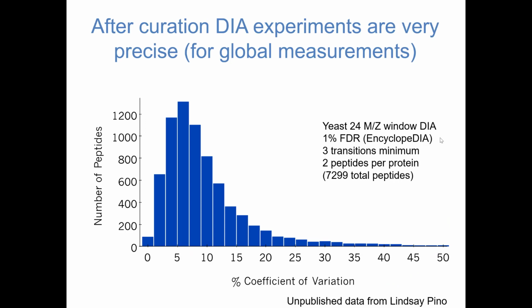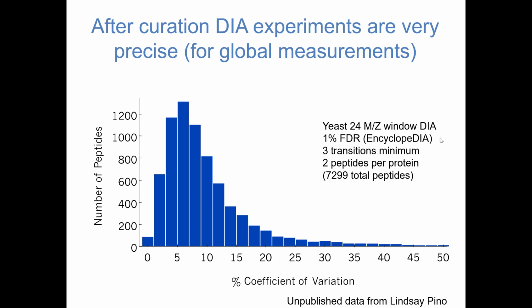Rudy also showed a slide similar to this, but let's look at it in a slightly different way. This is some data that was collected by a colleague of mine, Lindsay Pino, in Mike's lab. And this is the coefficient of variation across all of the peptides that she acquired in her experiment using this 24 m/z wide window DIA approach. And what we find actually in these types of experiments is that if you do sort of your typical analysis paring down that you would do with DDA, sort of like 1% peptide FDR, at least 2 peptides per protein.